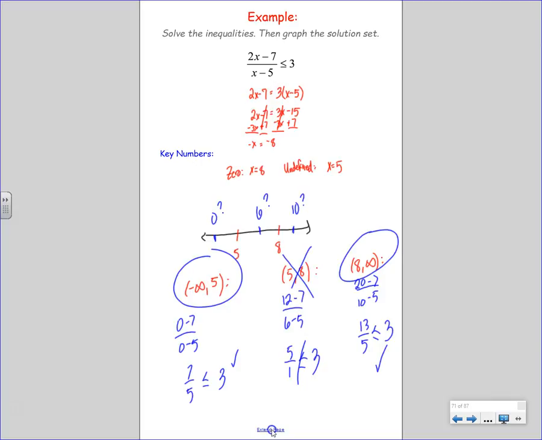My final solution, as soon as you write it down, you may say negative infinity to 5 and 8 to infinity. Wait! Are the zeros allowed to be included? No. Yes. Or equal to? The 0 is! So we have to go to our 0 and make it closed. Undefined can never equal anything.